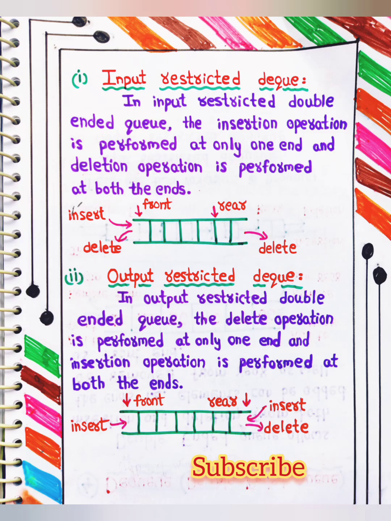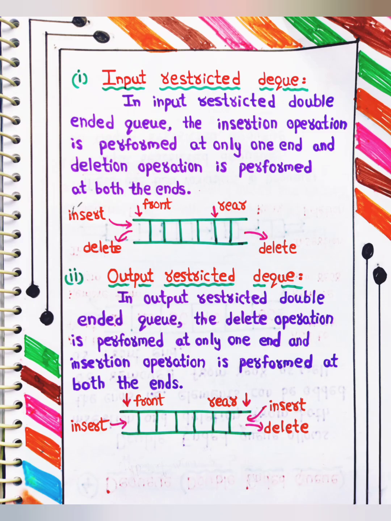First one, input restricted DQ. In input restricted double-ended queue, the insertion operation is performed at only one end and deletion operation is performed at both the ends. Here we can see insert and delete operation is done at only front end and only delete operation is done at only the rear end.